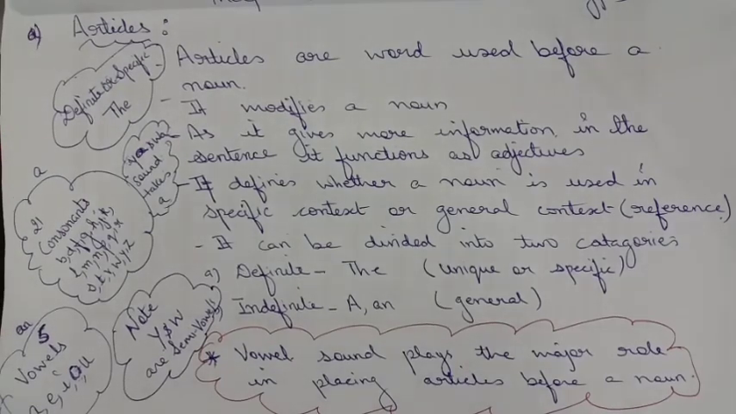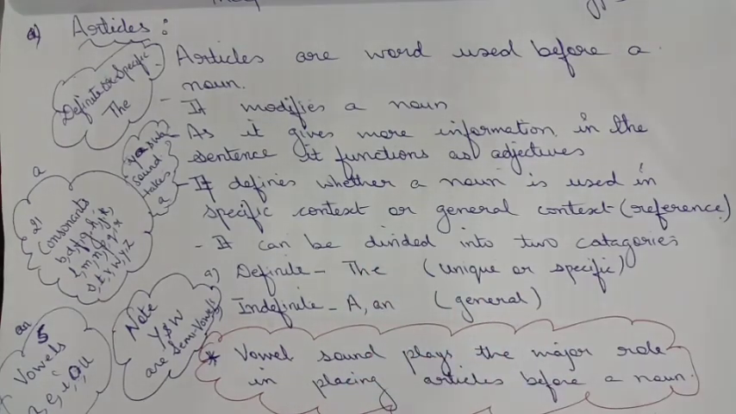First one is articles. What are articles? Articles are words used before a noun. They modify a noun. As they give more information in a sentence, they function as adjectives. They define whether a noun is used in a specific context or in a general context. Now, these articles can be divided into two categories: definite article and indefinite article. Definite means when you're talking about a specific thing, you use the with that. And indefinite means when you're talking in general.